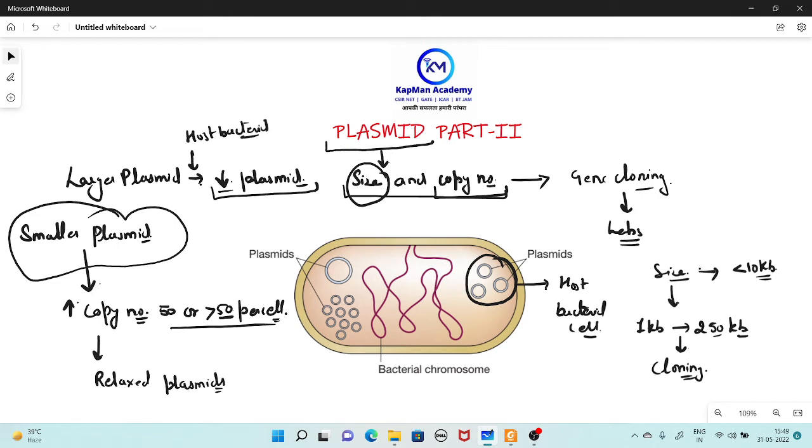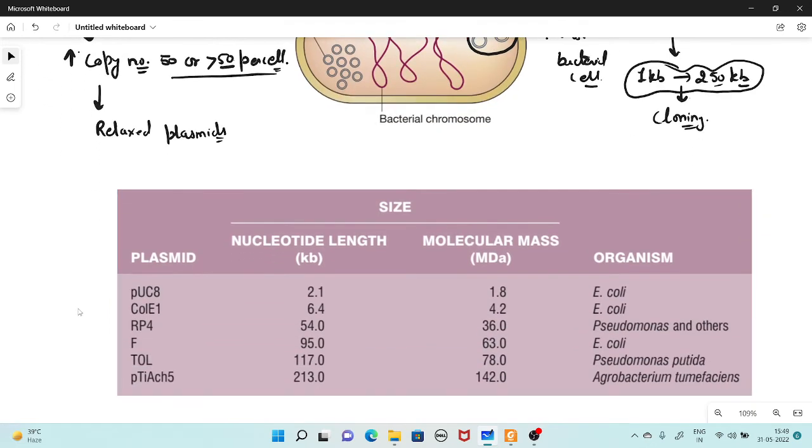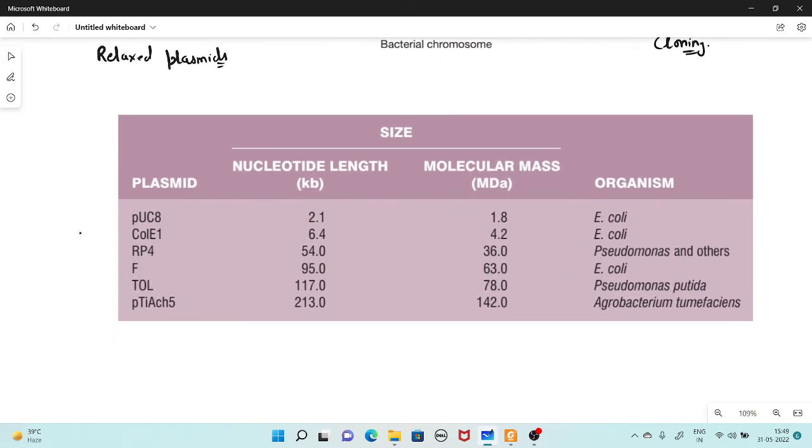So I talked about the size of plasmids, and it ranges from 1 kb to 250 kilobase pair. Let's talk about some plasmids and their sizes. For example, the pUC8 plasmid has a nucleotide length of 2.1 kb, and the host organism in which it is present is E. coli. Another plasmid, called ColE1, has a nucleotide length of 6.4 kb, and it is also present in E. coli.